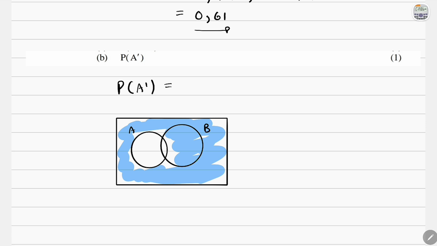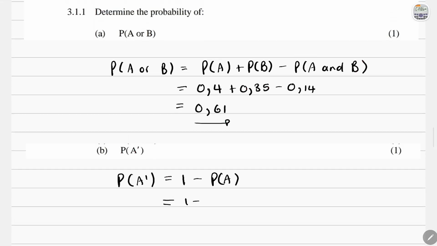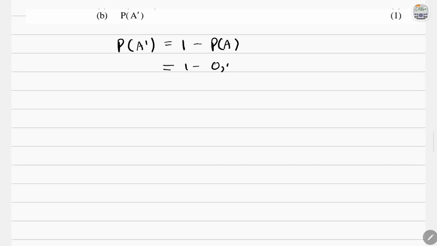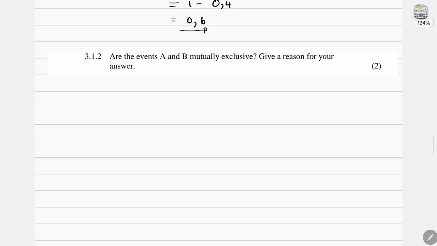So as a decimal, it adds up to 1. And we would take 1 and say minus, because we don't want A, we say minus the probability of A, and that would give us the complement of A. So this is equal to 1 minus the probability of A, which was 0.4. So that's 1 minus 0.4, which we know is 0.6, and that is our answer. Moving on to the next question.